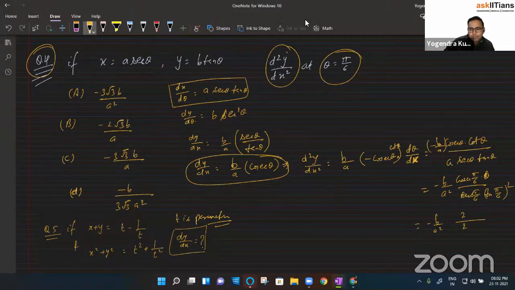2 by root 3. And tan is what? 1 by root 3 whole square. So 2 gets cancelled. We are getting 3 minus 3b divided by 3 by root 3 a square. Then we need to rationalize. So we get finally 3 root 3 b divided by 3 a square. Oh, this is getting cancelled, right? Wait, did I miss something?